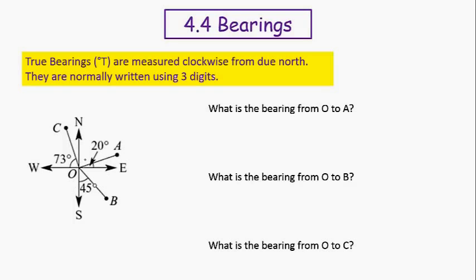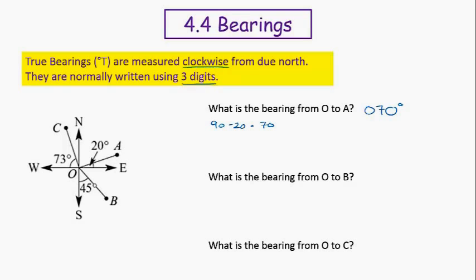Bearings, we need to remember, are always measured clockwise from due north, and they're normally written using 3 digits. The first question says, what is the bearing from O to A? Because we're going from O, that's where our direction north is from. And then to A is this direction here. So what we want is that angle. That angle is going to be 90 degrees minus this 20 degrees here. So 90 minus 20 gives us 70. So the bearing in 3 digits would be 070 degrees.